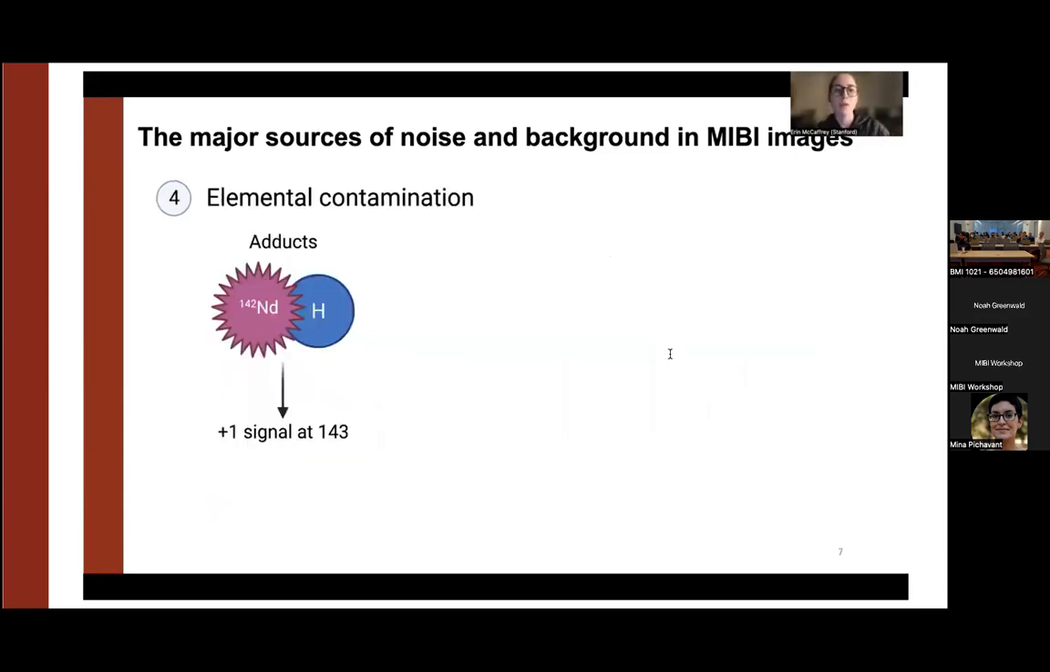The last source of background we see in MIBI-TOF data is a similar occurrence to what is observed in CyTOF data, which is known as elemental contamination. This occurs when our ions of interest actually bind to other ions before they hit the detector. And so one example here is what's known as an adduct. If we go back to our example of 142 neodymium, here an adduct will occur when this 142 neodymium ion binds with hydrogen, resulting in a +1 signal at 143.